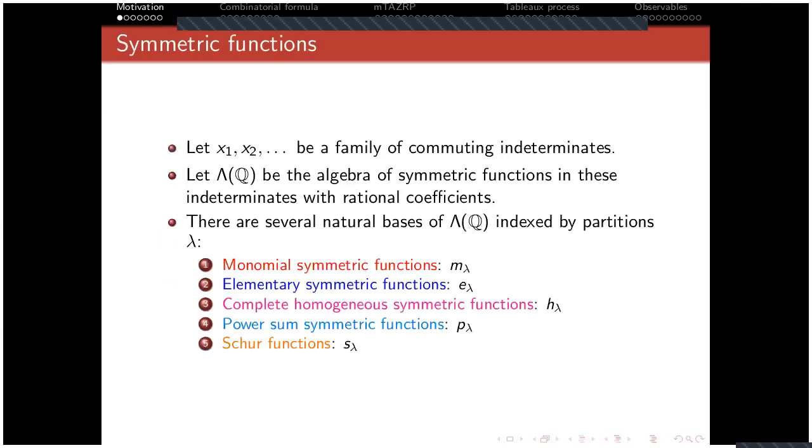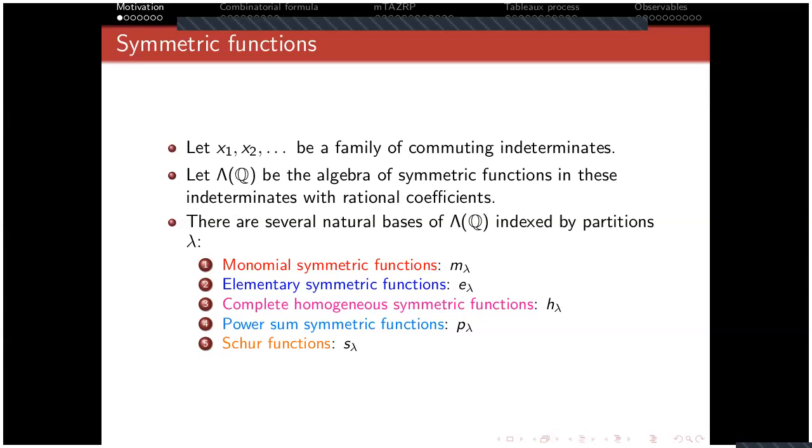Okay, so not all of you might be excited about symmetric functions like some of us are, but it's kind of the bread and butter of algebraic combinatorics. So let me set some notation. Let x1, x2, etc. be a family of commuting indeterminates. You think of them as a countable number of variables, and you consider symmetric functions, symmetric polynomials in these variables, with coefficients in the rational field.